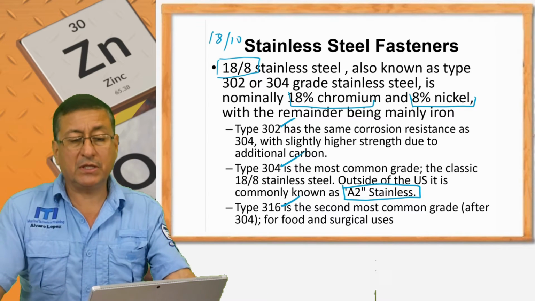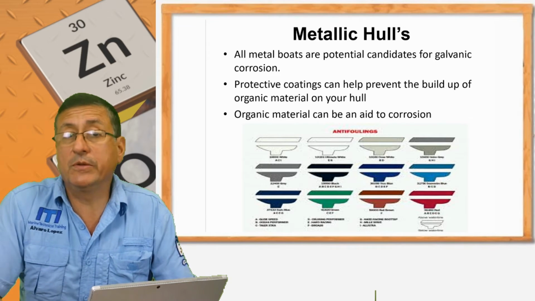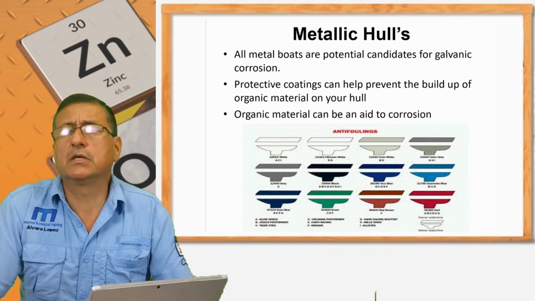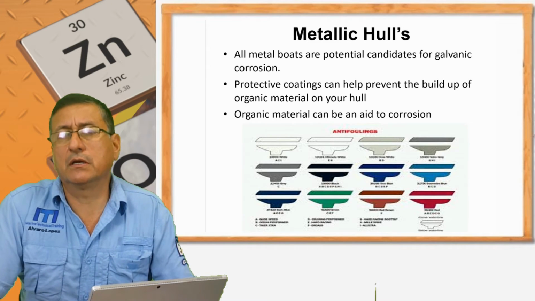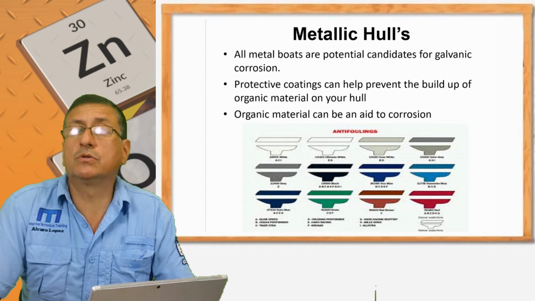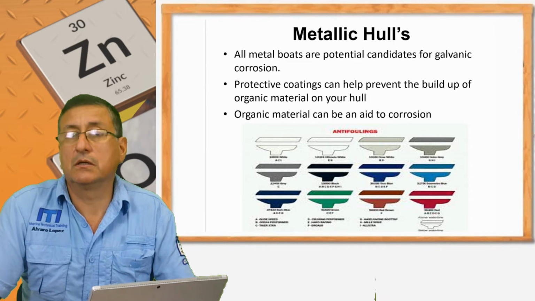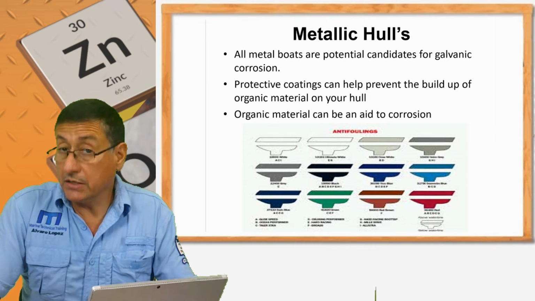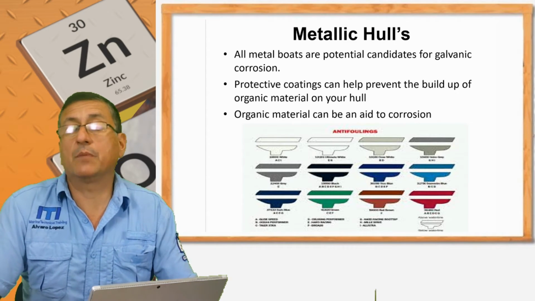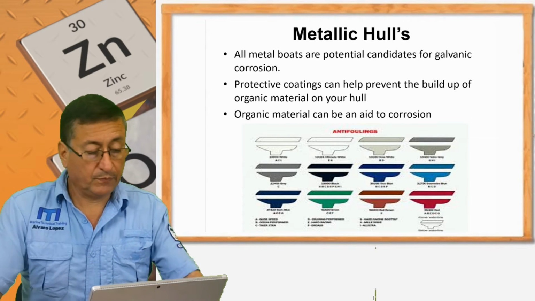And now we are going to start with the metallic hulls. The metallic hulls are basically aluminum hulls or steel hulls. Both are commonly used. The most common is aluminum hulls in recreational boats, but in heavy boats, big boats, mega yachts, steel hulls are also common. And yes, you need to protect those hulls appropriately, and you need to select appropriate sacrificial anodes for each type of hull.